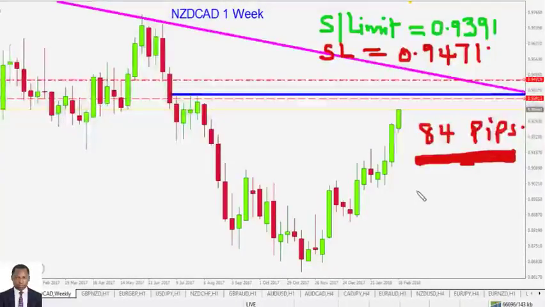So what are we looking to achieve here? We are waiting for price to just hit that level. I am sure we are going to have some resistance around that area, so we'll pick up some profits, just some pips, and walk away.